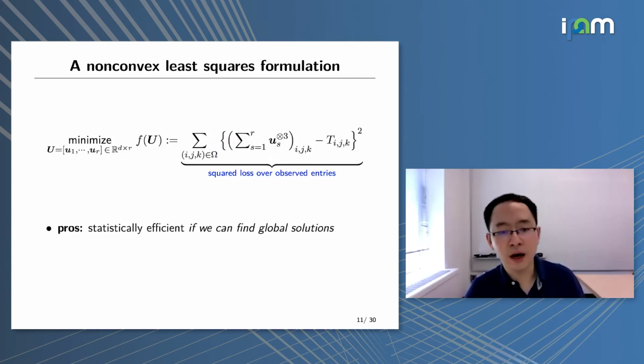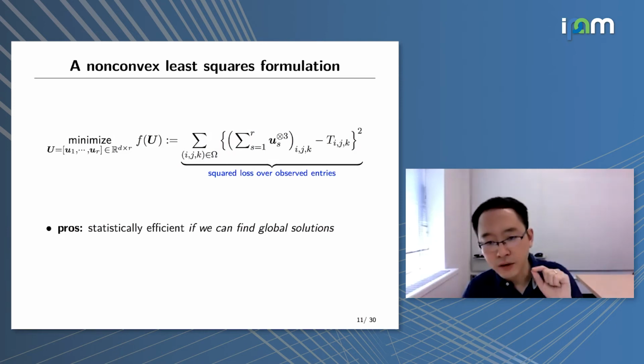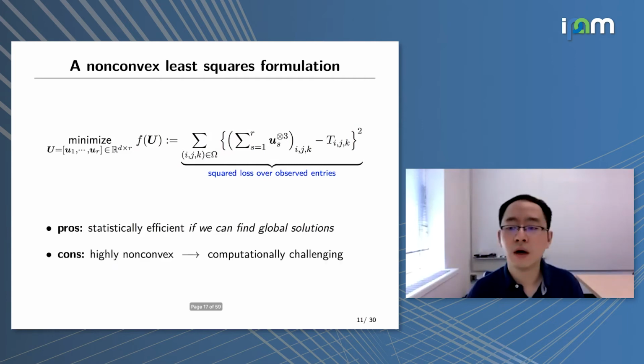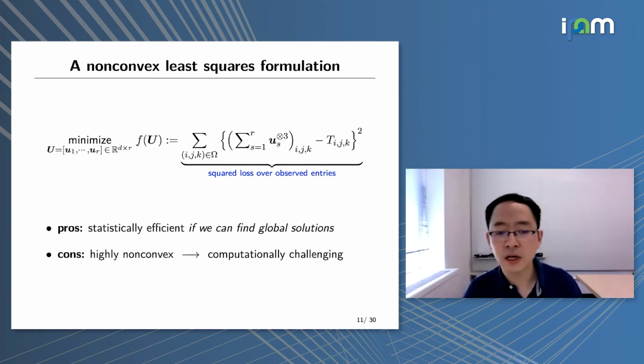There's some good news. It can be shown that this is a very good strategy if you can solve the problem. If you can find a global minimizer, we are able to show that this is a statistically efficient algorithm for solving the tensor problem. The bad thing is that it is a highly non-convex problem. It involves a degree 6 polynomial in the decision variable, so in general this is computationally intractable to solve.